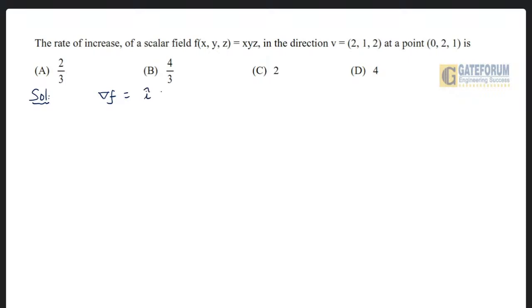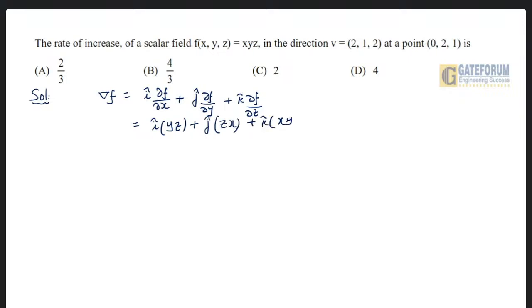I cap dou f by dou x plus j cap dou f by dou y plus k cap dou f by dou z. Now, with respect to x, partial means yz constant. With respect to y, xz constant. With respect to z, partial xy constant. So you will be getting i cap into yz plus j cap into zx, k cap into xy. So with respect to z derivative 1, with respect to y derivative 1, with respect to x derivative 1.